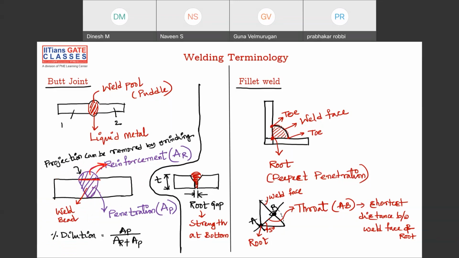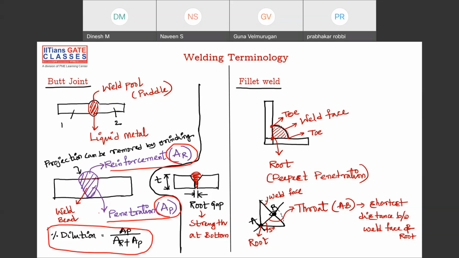The bottom one is known as penetration, since it is going into depth. The cross-sectional area of reinforcement is AR, and the cross-sectional area of penetration is AP. So there is one term that you can define, known as dilution.